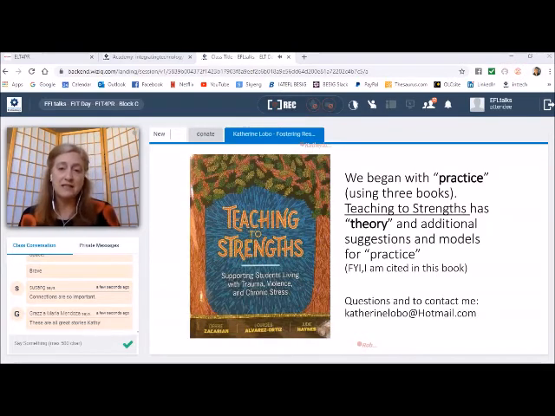Finally, I would like to share, this is now bringing the practice to the theory. This is a book, Teaching to Strengths: Supporting Students Living with Trauma, Violence, and Chronic Stress. The book has 7 chapters. The book can help teachers to know more about how to advocate for a strengths-based approach to teaching, how to prepare to work with diverse learners, how to scaffold learning for strengths-based or assets-based classrooms, and how to foster relationships between students, and students with their teachers, home, school, and the school to the community.